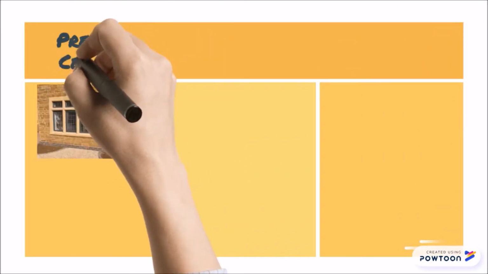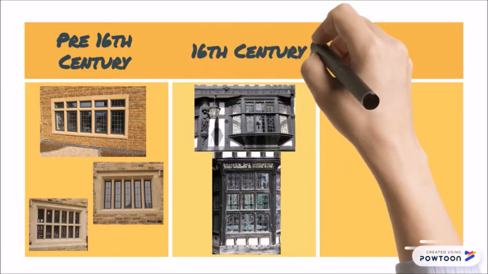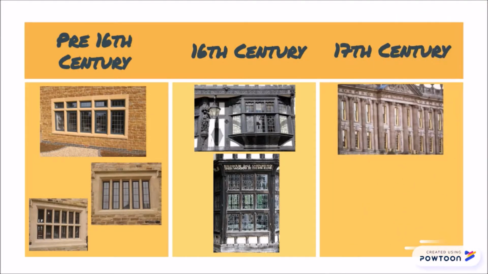Pre-16th century featured stone mullions or timber frames. Glazing was not usual then. Glazed windows usually indicated high status. Moreover, in the 16th century, Tudor stability and prosperity were reflected in window size. Windows became larger with small openings and glazing became more common. During the 17th century, frames were taller than they were wide.